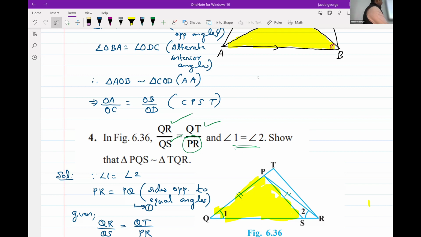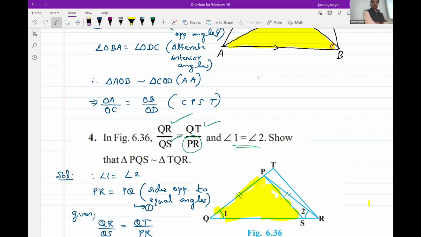So please draw this diagram. Triangle TQR, then PS and PR are joined. Two angles are marked there, angle 1 and angle 2.